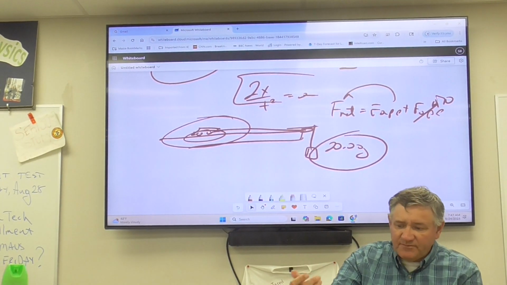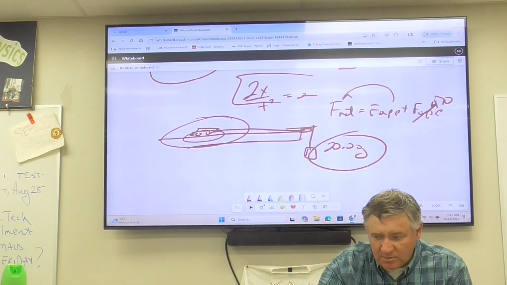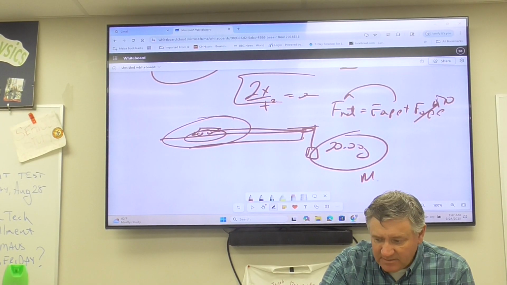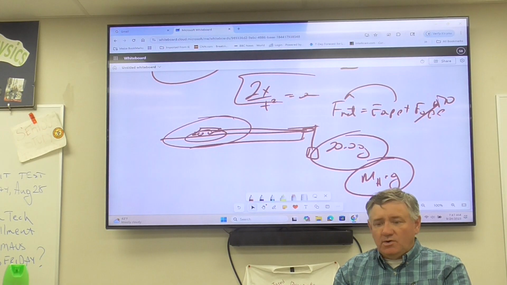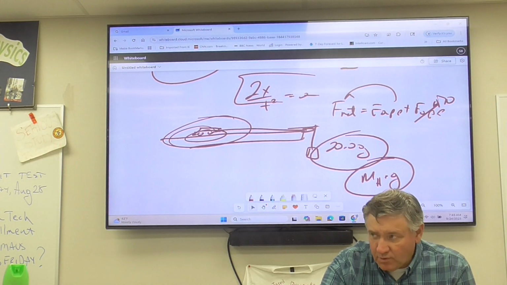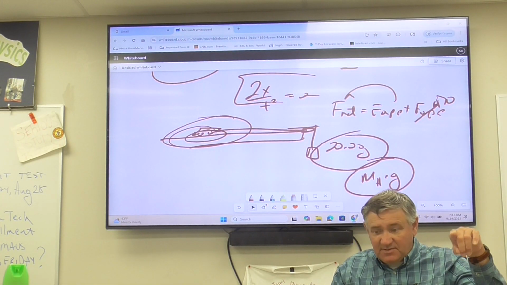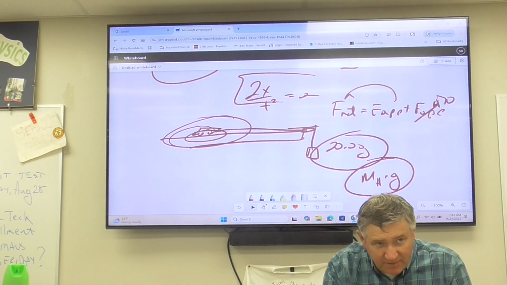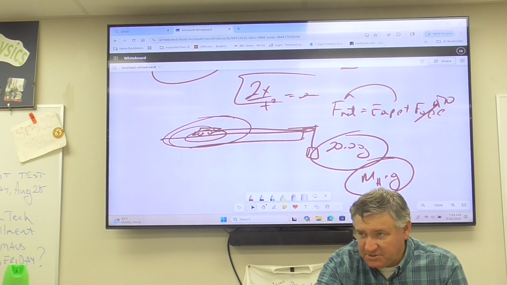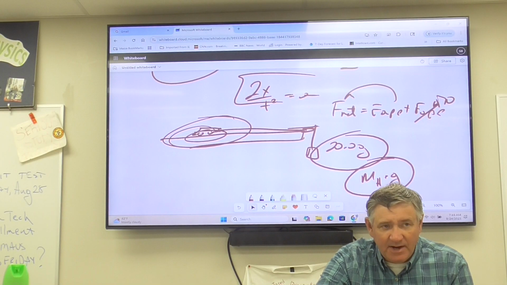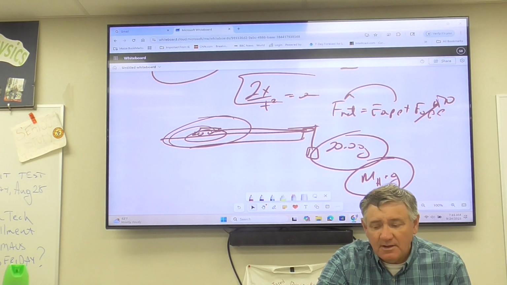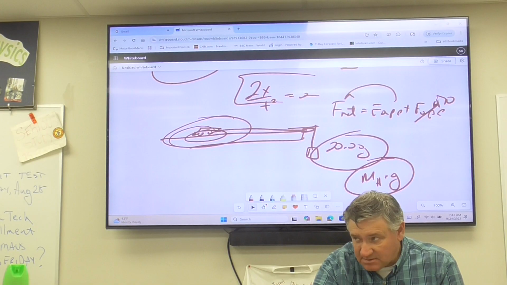And the only force available to make this thing move is the mass of what's hanging down times g, okay? No matter what happens, your applied force in a situation like this is the mass that's going to fall times g, okay? That's it. 20 grams, 10 grams, an elephant, doesn't matter. That's what's going to make the system accelerate.